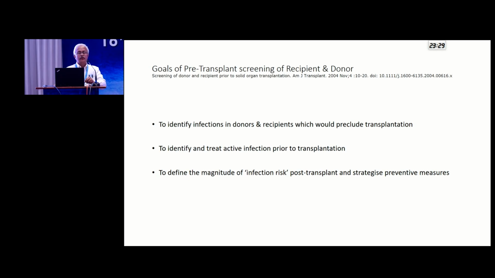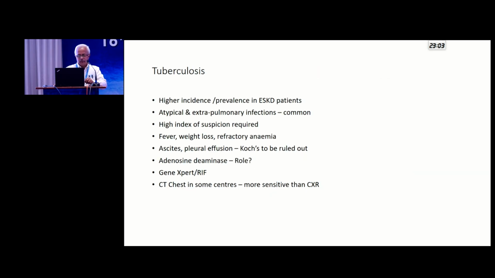You all know, after institution of very powerful induction immunosuppression and very high dose immunosuppression in the first few months, there will be a terrific flare-up of these infections. So naturally, active infection has to be identified and treated. And in certain situations, to define the magnitude of the infection risk post-transplant, and to develop strategies on preventive measures. So these are the primary goals. I'll just touch upon certain infections. It's not going to be a complete list of infections which are described in textbooks. I thought I'll pick up certain infections which are relevant to the Indian scenario.